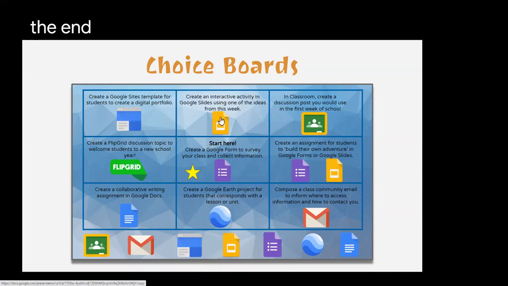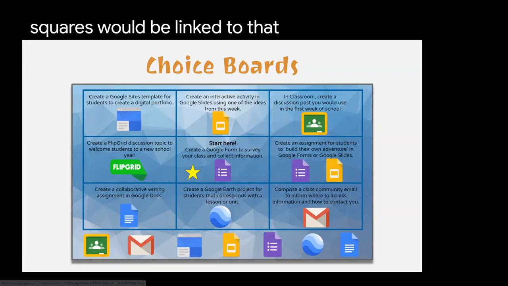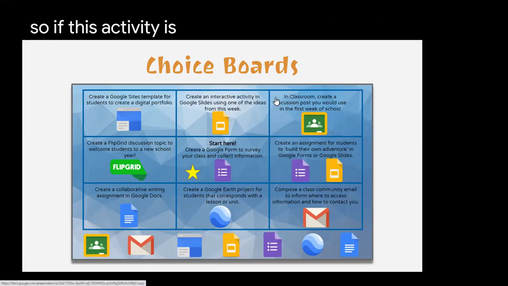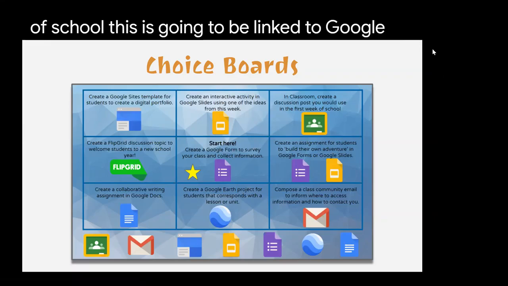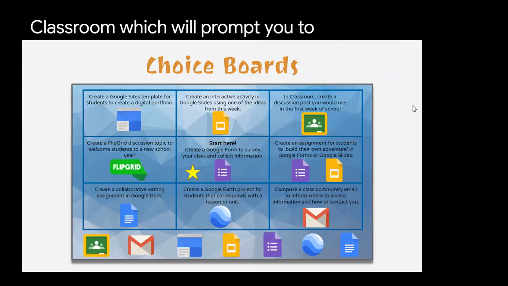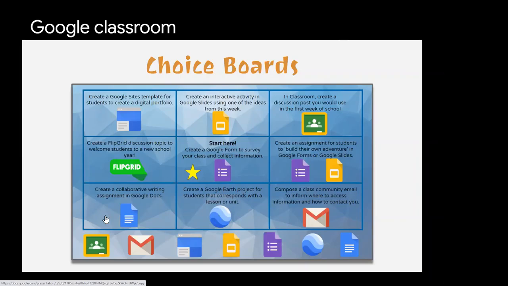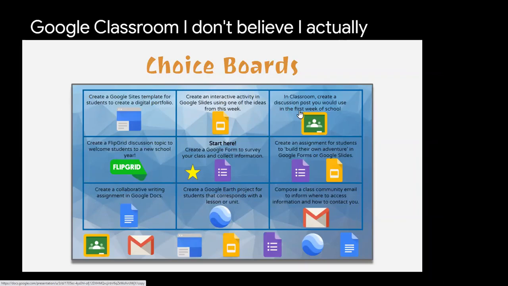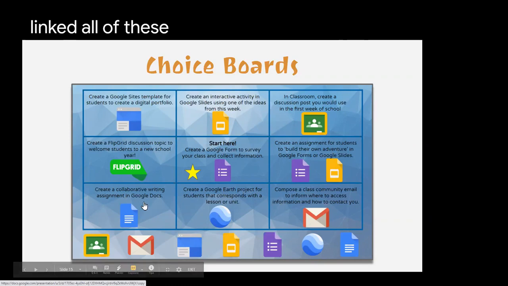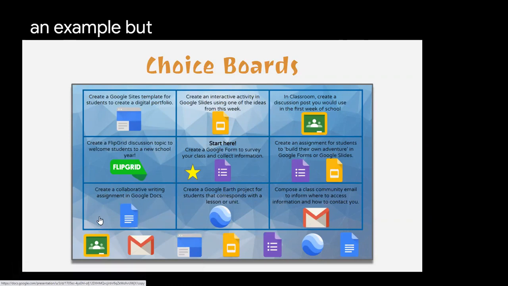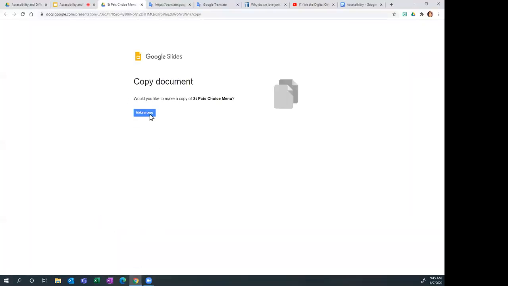But what you would end up doing is each of these icons or squares would be linked to that specific activity. So if this activity is in Google Classroom, create a discussion post you would use in the first week of school, this is going to be linked to Google Classroom, which will prompt you to sign in. I don't believe I actually linked all of these for you because it was more an example, but I'm happy to share this with you.